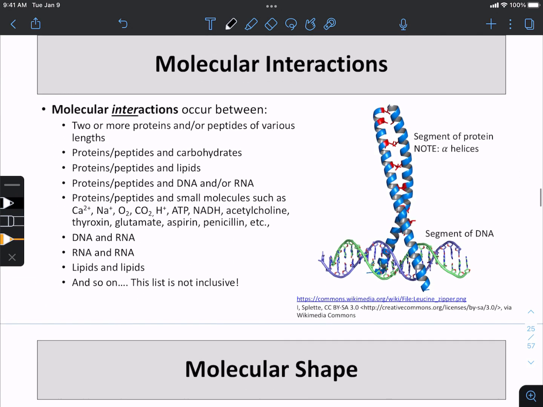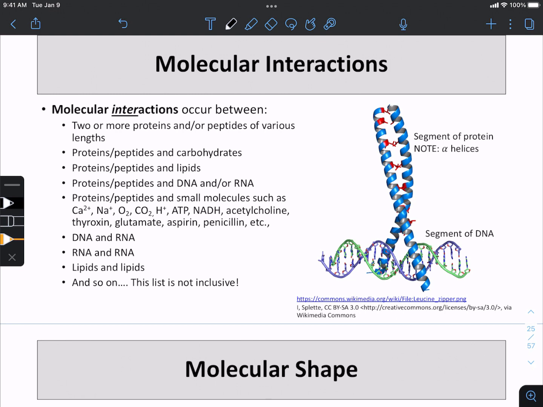Molecular interactions occur between a variety of different molecules. For example, two or more peptides or proteins can interact with one another. This is actually how we get those quaternary structures. We also will get interactions from cell to cell through these proteins that interact with one another.